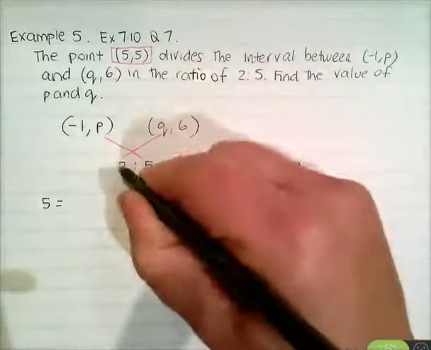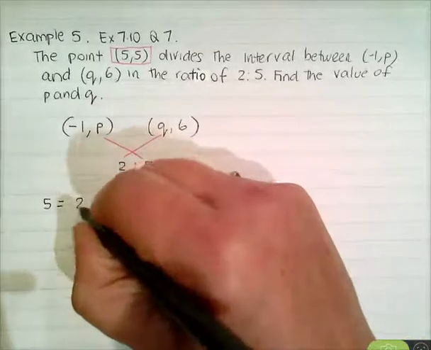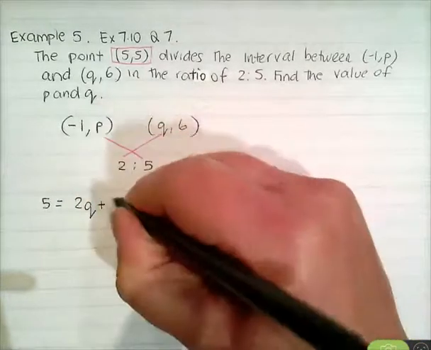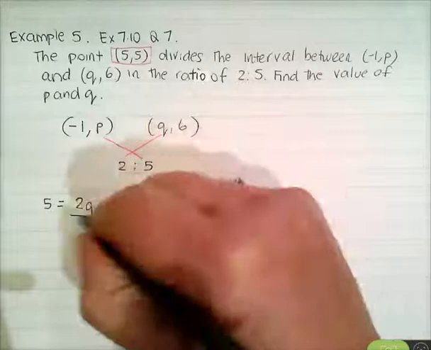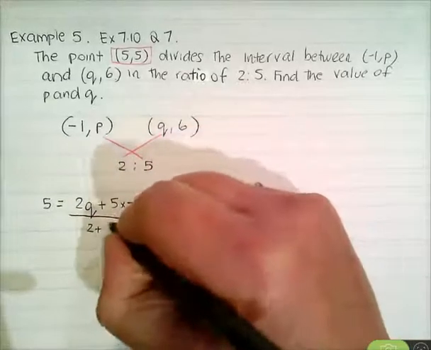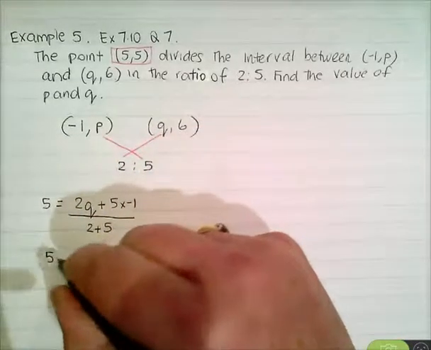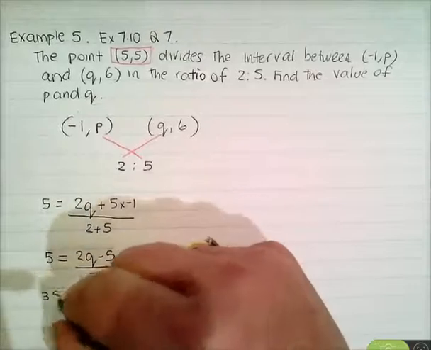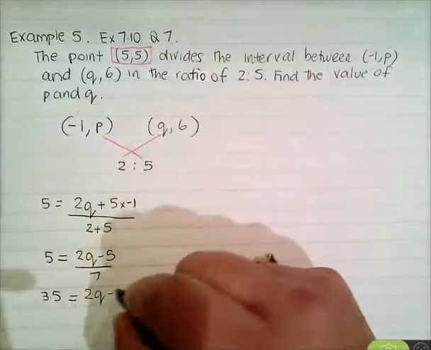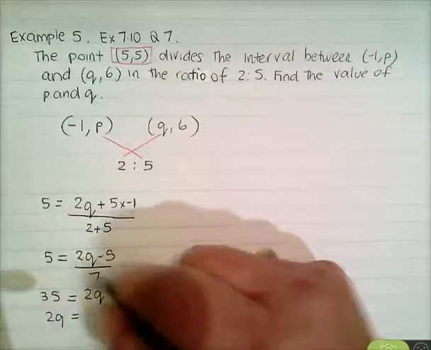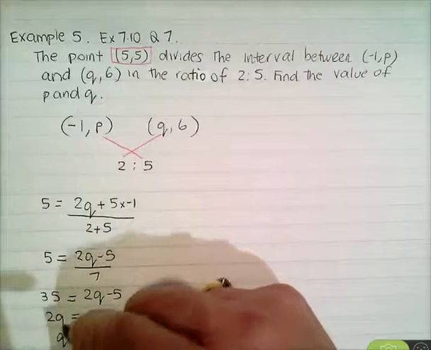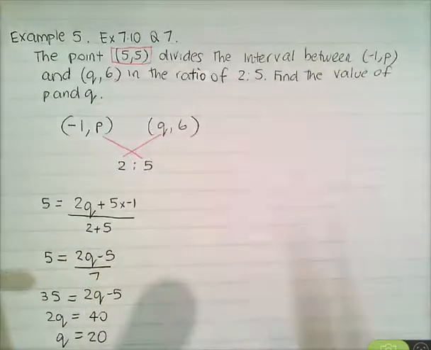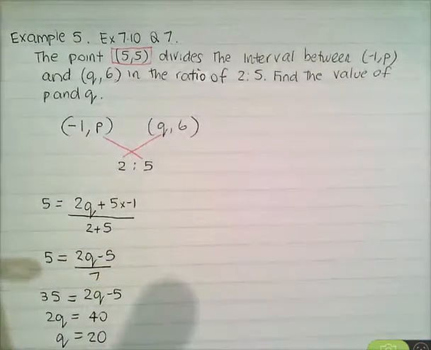So again, starting from this side, we go 2 times that x value, which is 2q, plus 5 times that x value, which is 5 times negative 1, over 2 plus 5, which is 7. We'll fix that up in a minute. So we get 5 equals 2q minus 5 over 7. 35 is equal to 2q minus 5. 2q is 40, so therefore q is 20. So that's my first value for q.